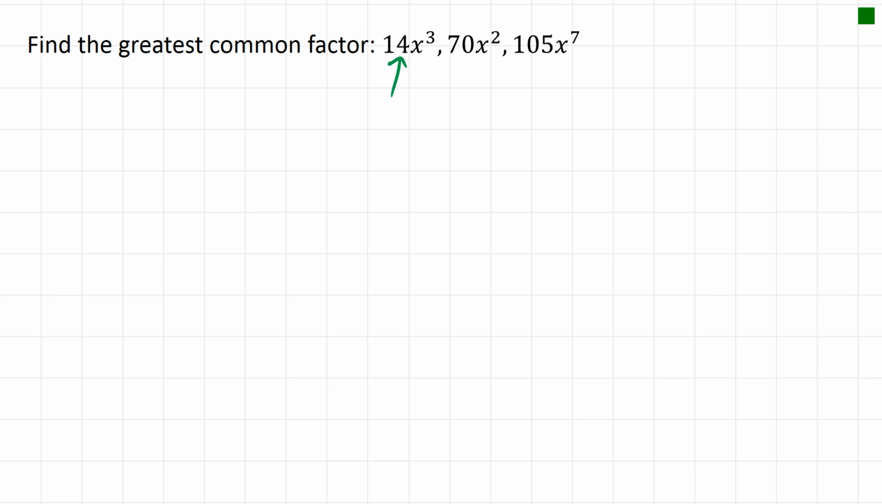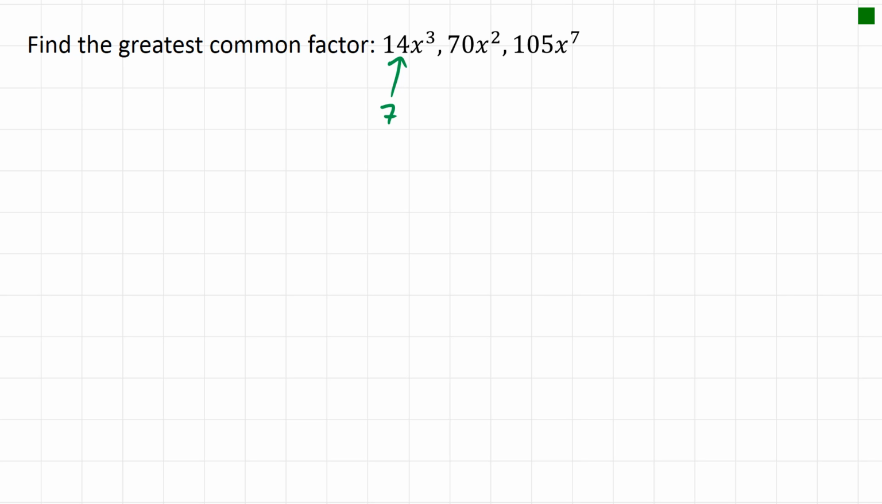So in my calculator, what I'm going to do is divide 70 and 105 by 14 and see what happens. And what I find is that 70 can actually be divided by 14, but 105 cannot be divided by 14. So 14 is not part of our greatest common factor. So what's the next biggest factor of 14 that we could use?